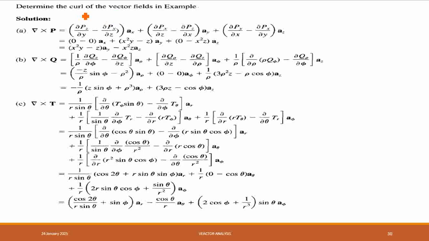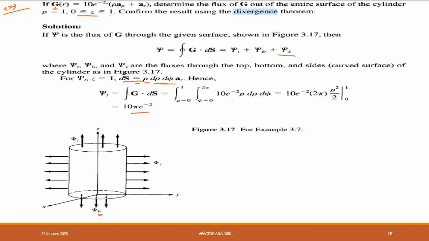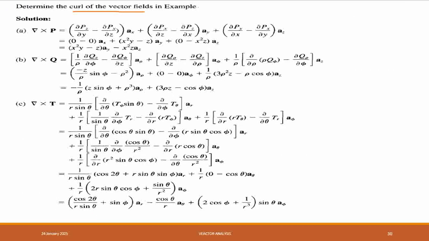Now here, suppose you have to find the curl of a vector field, which was given in the previous example, P, Q, T. So how can we find this? P is given as Px, Py, Pz. Q is given as Q rho, Q phi, Qz. And T is given as Tr, T theta, T phi. So likewise, in all three coordinate systems, we have derived the curl of a vector.